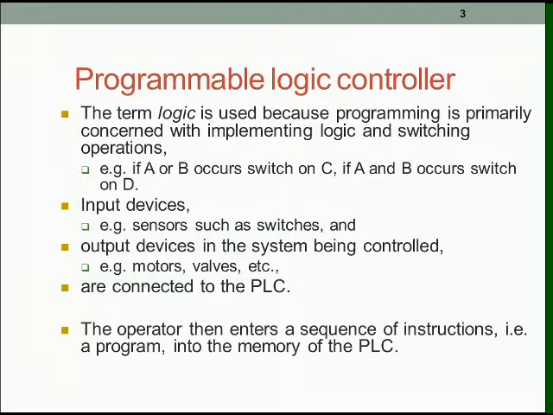The PLC involves input devices and output devices. The input devices will be basically sensors and switches. The output devices will be basically a motor, a bell, a lamp, a solenoid, or anything. The operator or programmer enters the sequence of instructions, and based on the instructions, the PLC will process the input and it will process the output as per instructions that we programmed.